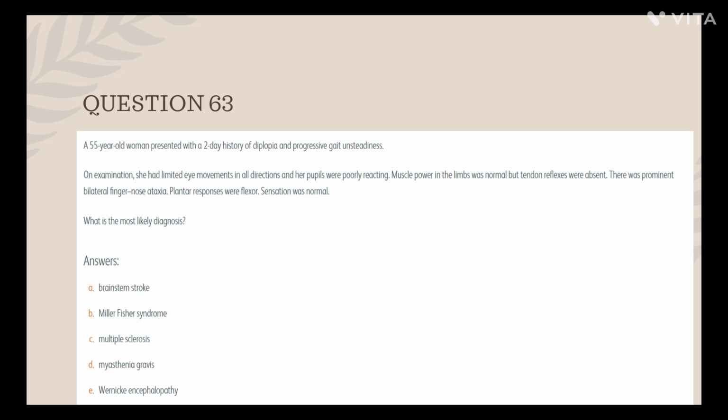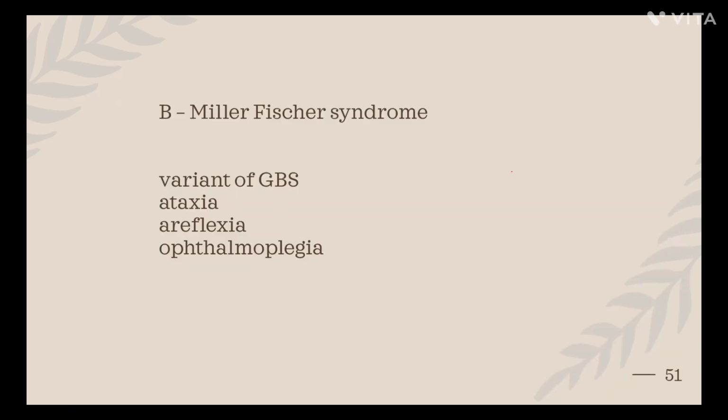So we'll see what is happening here. There is diplopia. There is gait unsteadiness. Limited eye movements in all directions. Tendon reflexes were absent and sensation was normal. Tendon reflexes absent means there is areflexia. Gait unsteadiness means ataxia. Diplopia and eye movement loss means ophthalmoplegia. So ataxia, areflexia, ophthalmoplegia, classical of your Miller-Fisher syndrome, which is a variant of GBS, where the sensations are intact, but there is ataxia, areflexia, and ophthalmoplegia.